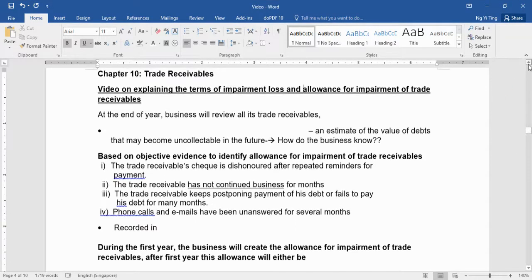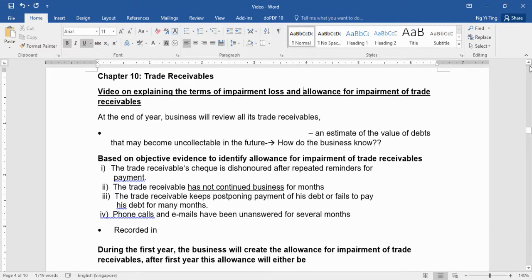This video is going to explain the terms impairment loss and allowance for impairment of trade receivable. Okay, so for a business, trade receivable is your credit customer. So you sell goods to your credit customer and they pay later. So at the end of the year, the business will review all its trade receivable.